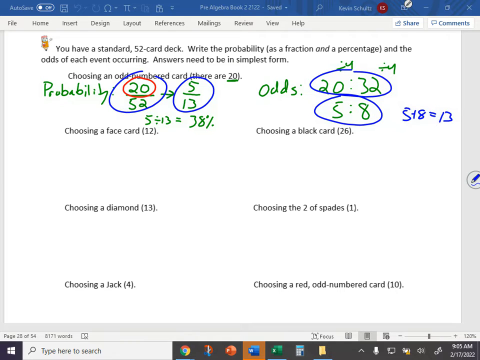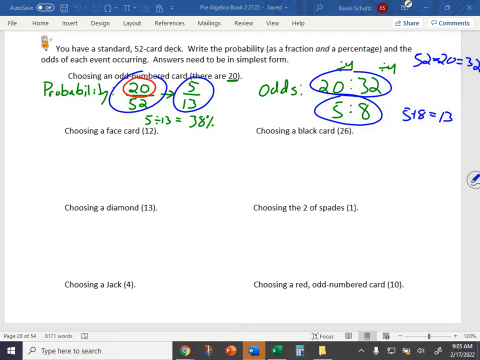Okay, Tony? Are you getting 32 for that? Because if there are 52 cards total, 20 of which are successful, then 52 minus 20 means there are 32 unsuccessful ones. Okay? So basically, these two numbers here should add to be the denominator of your probability fraction.